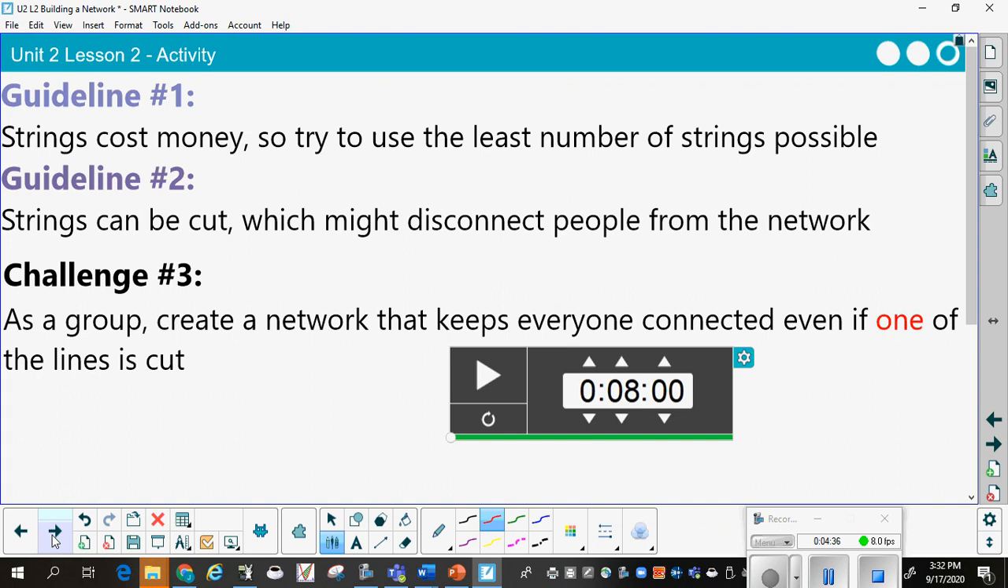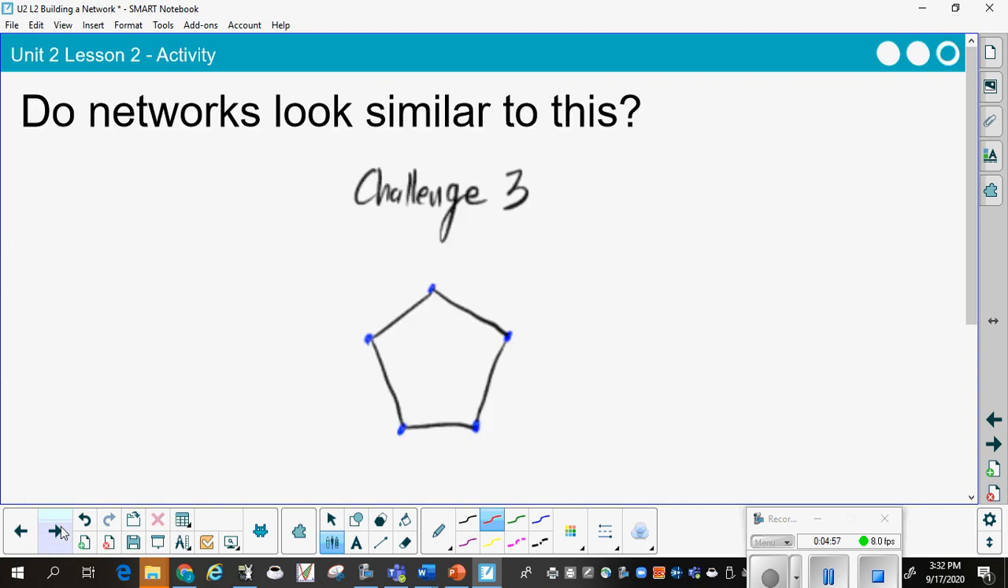So if you take away one of the lines in between two people, but everybody can still talk to everybody else, you may have to go around a little bit farther, but it still works. Okay, pause the video and try building that network. And now you're back. Did everybody come up with something like this?